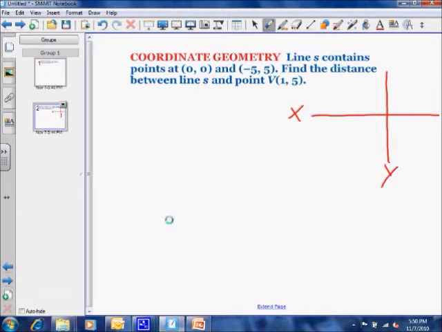let's give them some names just so we can label. We'll give (0, 0) the name A, (-5, 5) the name B, and V is already given to us. If I plot my points, I have a point at the origin, (0, 0), and (-5, 5) would be left 5, up 5, so we're up here. We can connect those two dots to make a line that goes off infinitely in either direction.